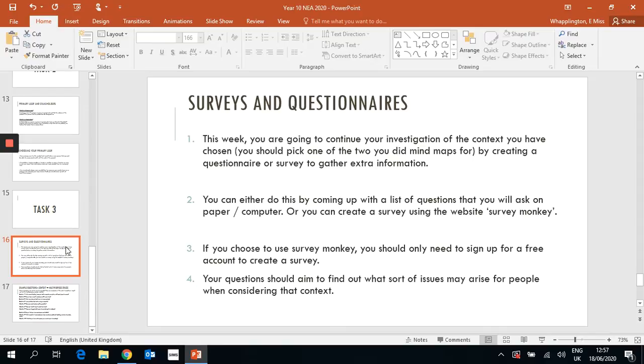If you choose SurveyMonkey, you only need to sign up for an account on the first page. Don't choose one that you need to pay for, because you can create a survey in the free one. So your questions should aim to find out what sort of issues may arise when considering that context.